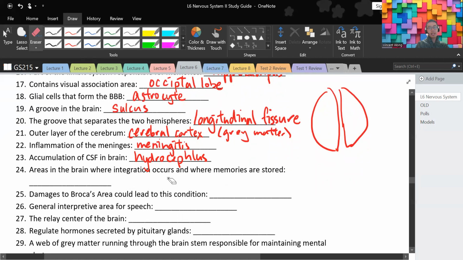Areas of the brain where integration occurs and where memories are stored, that's the association area. Each lobe has its own specialized association area for particular senses.